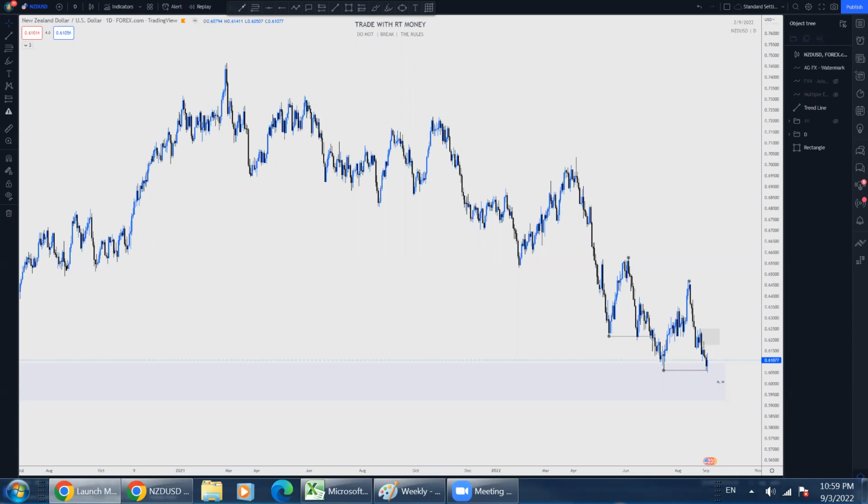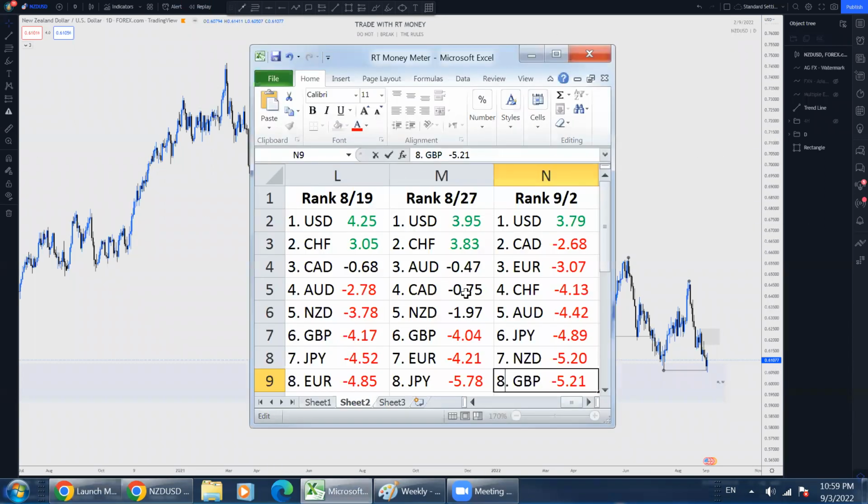We're going to go over New Zealand dollar, US dollar, NZD, USD. All right, first let's take a look at the RT money meter. The RT money meter tracks the rate of change of each individual currency future over a 15-week period. And I update this every week.